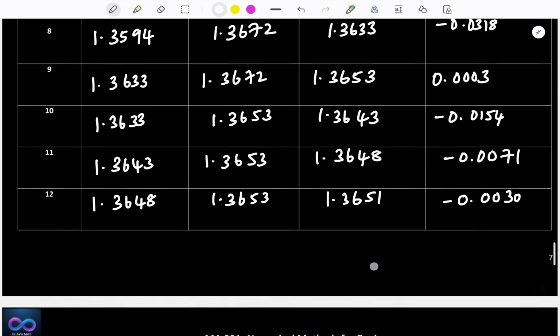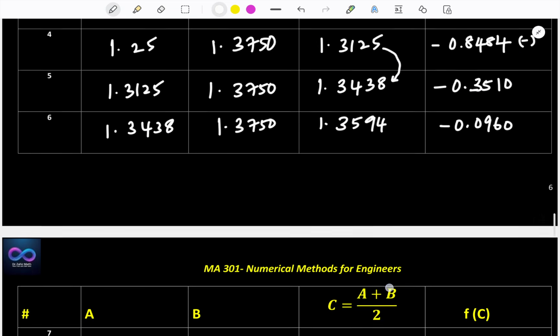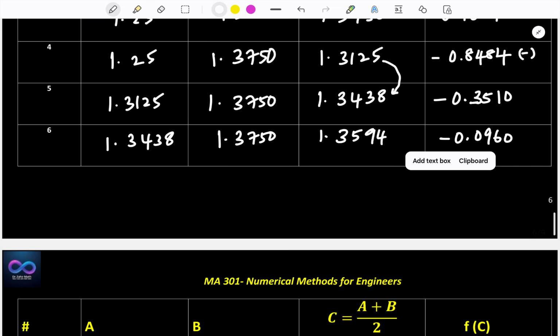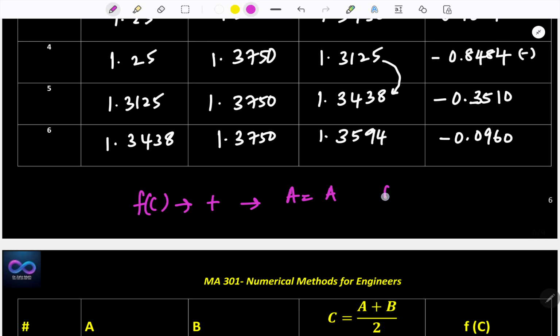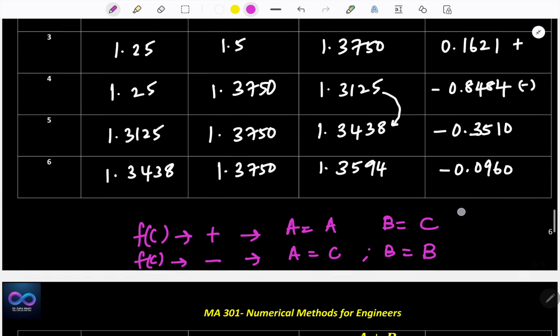Okay, now you can stop this video. I keep working all these things. If f of c is positive, again I'll repeat the statement. If f of c is positive, I will write here also again. Listen here. If f of c is positive, A is equal to A, B is equal to C. If f of c is negative, A equals C and B equals B. Okay, right. So using this, I keep on moving.